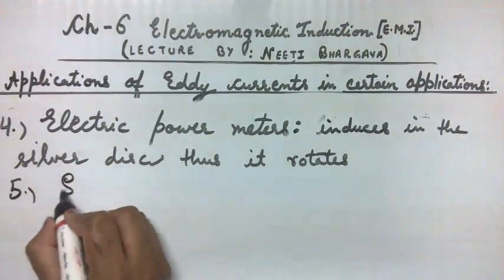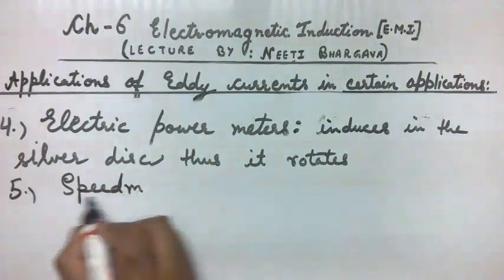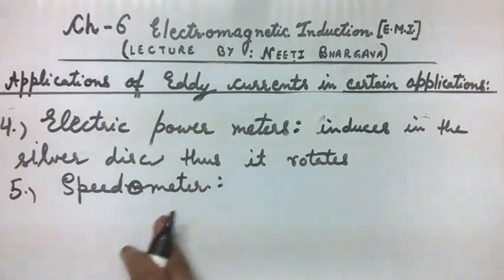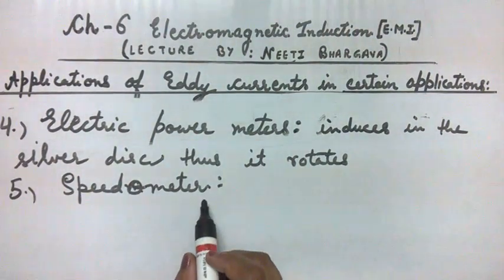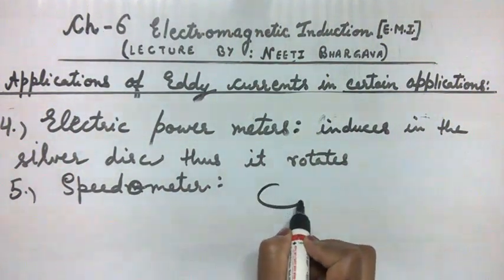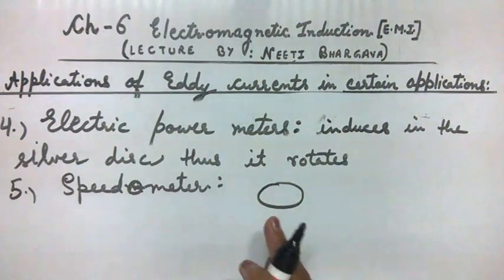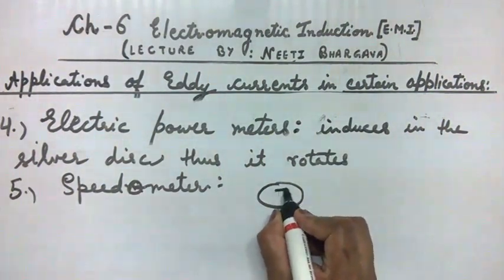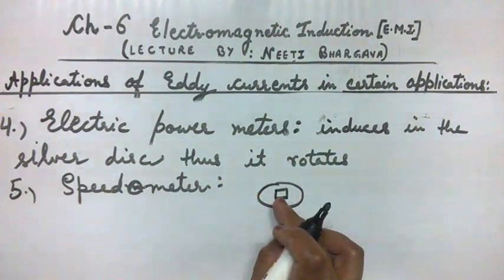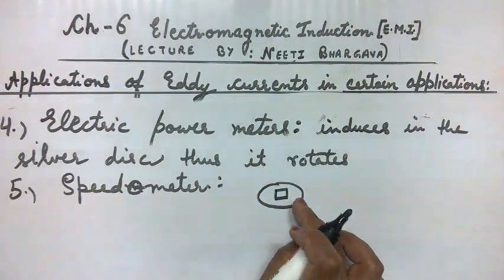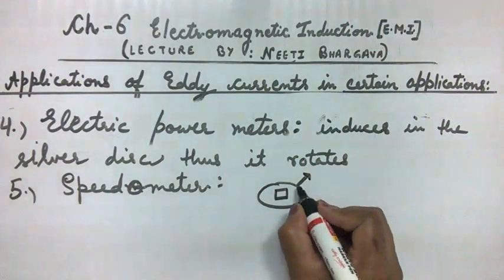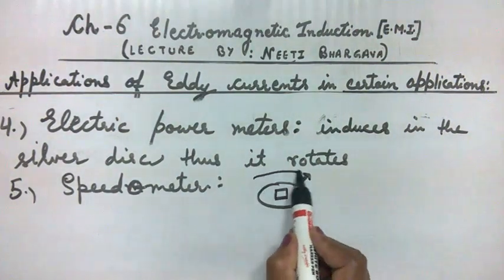A speedometer is used to measure the speed of a vehicle. The more the speed, the more the rotation of an aluminium drum. Its mechanism is like this: a small magnet is placed inside a speedometer, and this magnet is surrounded by an aluminium drum. This aluminium drum is connected with a pointer. This pointer we can see on a reading.